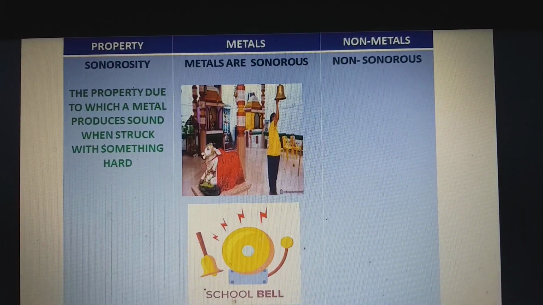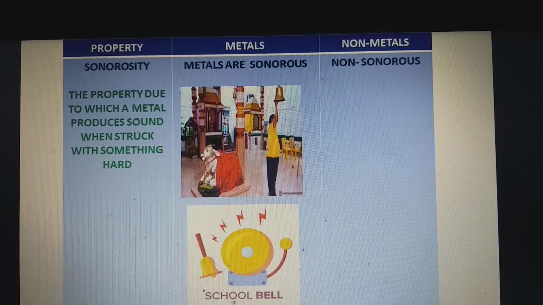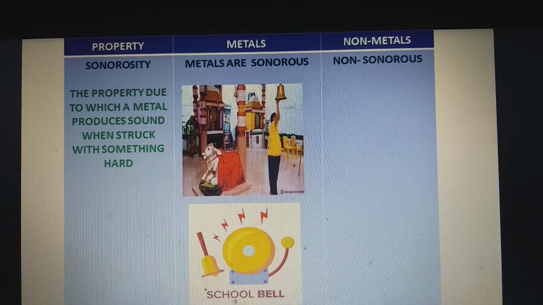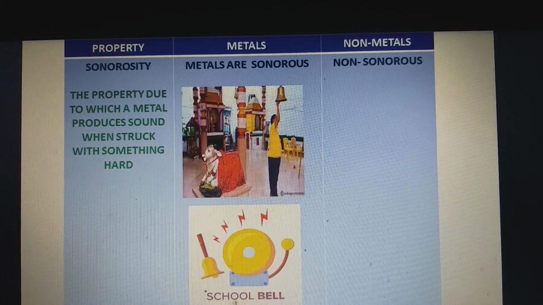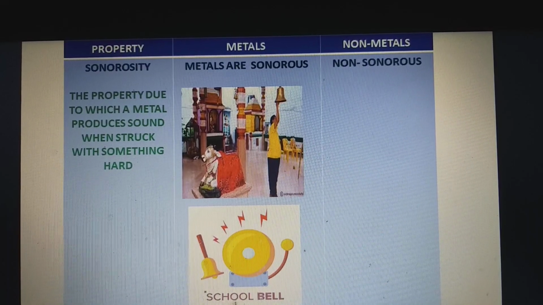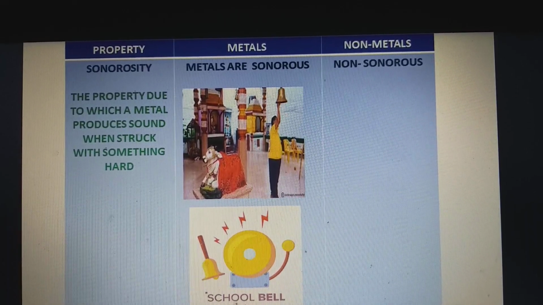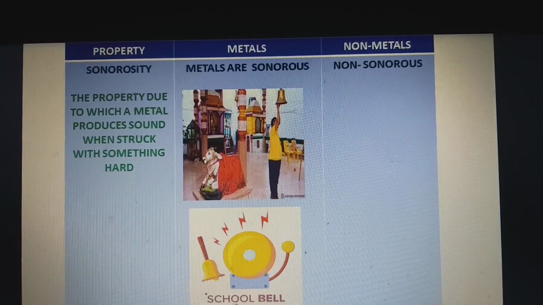Can anyone tell me? Okay, let me answer it for you. Students, the bell in the temple is made up of a metal. The moment we strike it, it produces sound. So which physical property is involved there? Sonoricity.